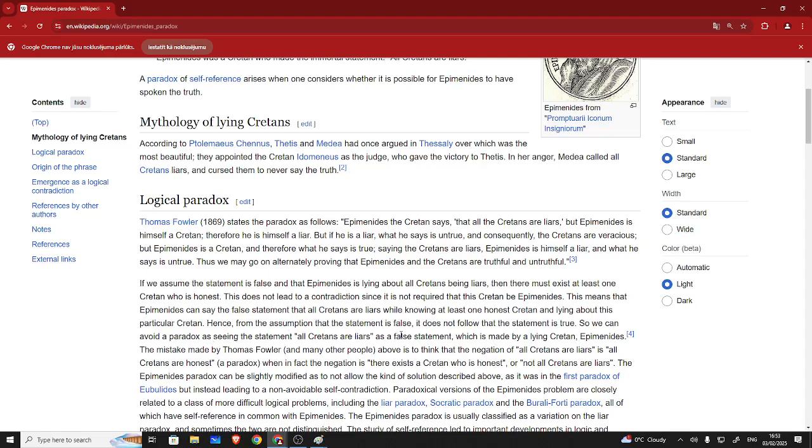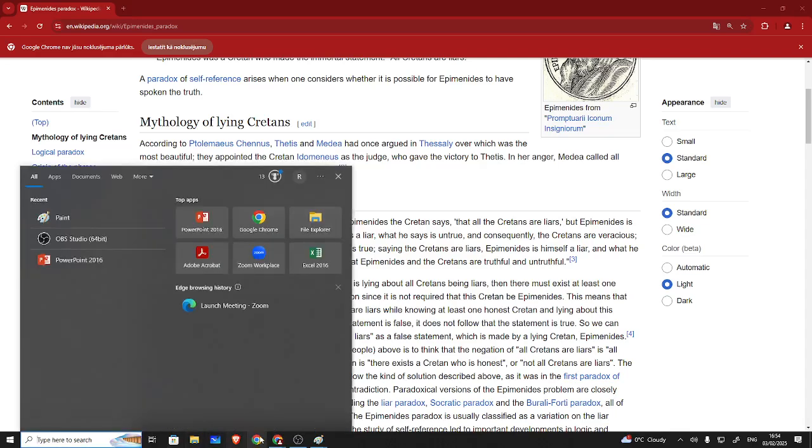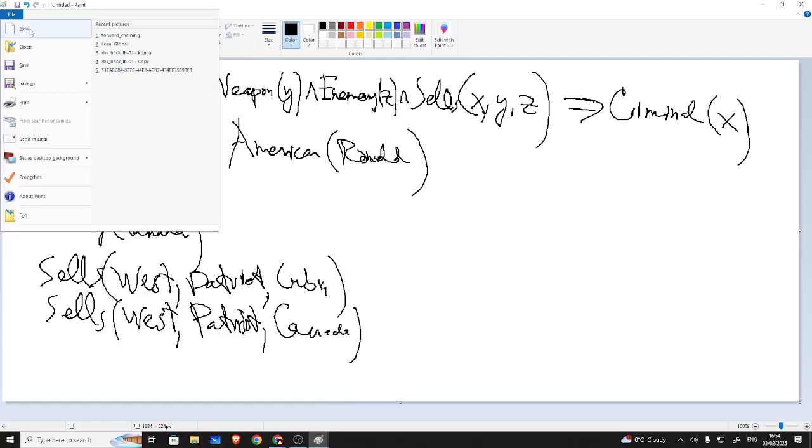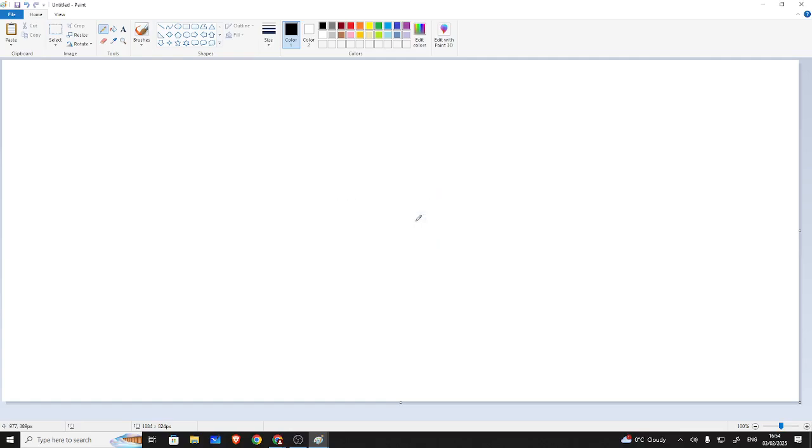The negation of all Cretans are liars is not all Cretans are honest; that's where the paradox comes from. Let me write this. All Cretans are honest, all Cretans are liars. Let me show this. I'll do one more. You see, all x.